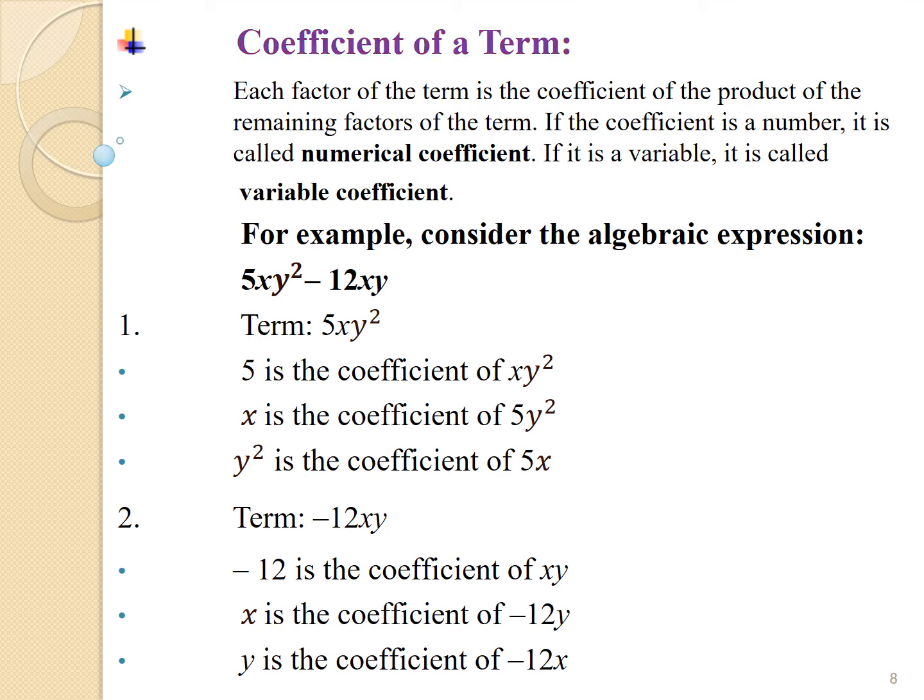Coefficient of a term. Each factor of the term is the coefficient of the product of the remaining factors of the term. If the coefficient is a number, it is called a numerical coefficient. If it is a variable, it is called a variable coefficient. For example, consider the algebraic expression 5xy squared minus 12xy.